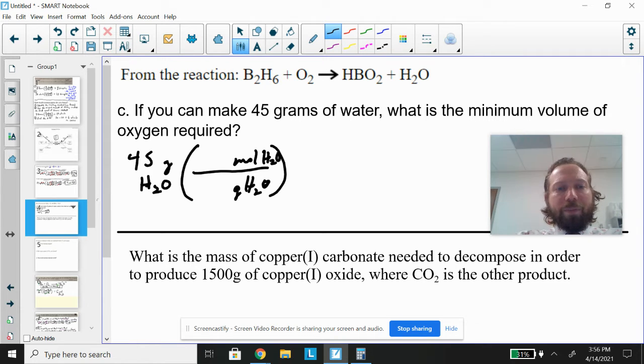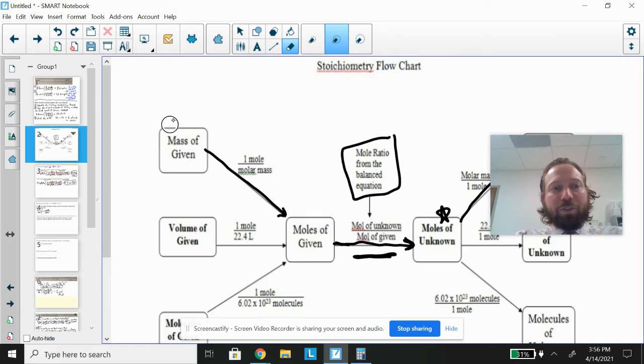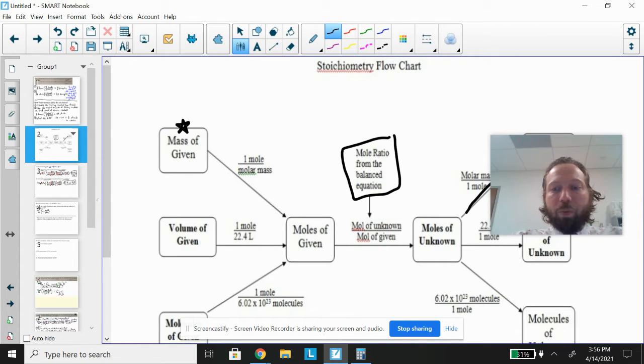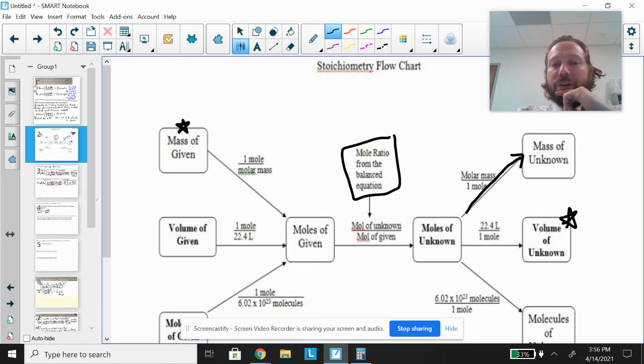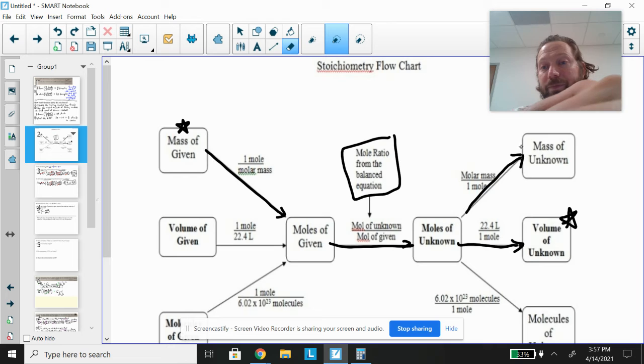Now, the reason why, let's just backtrack for a second. Maybe I've already lost you, so I just want to create a little strategy here for this question. To backtrack, we are given grams, but where do we want to end up? Well, we want to end up in volume of unknown. So we've got to go from mass to moles to moles, and then moles to volume. So it's really 3 different steps that we're going to use.